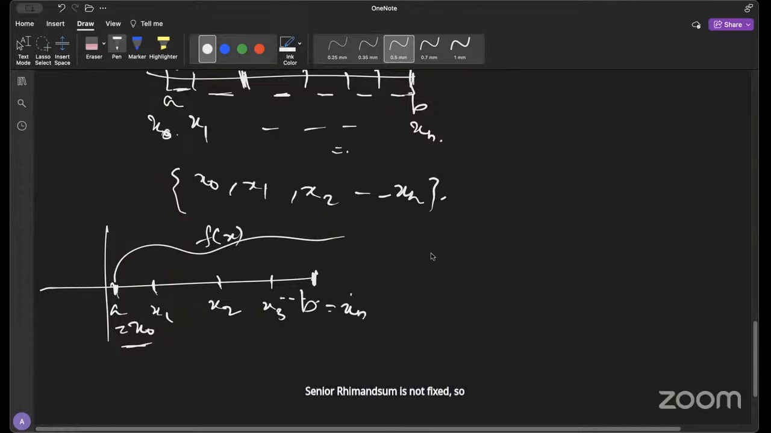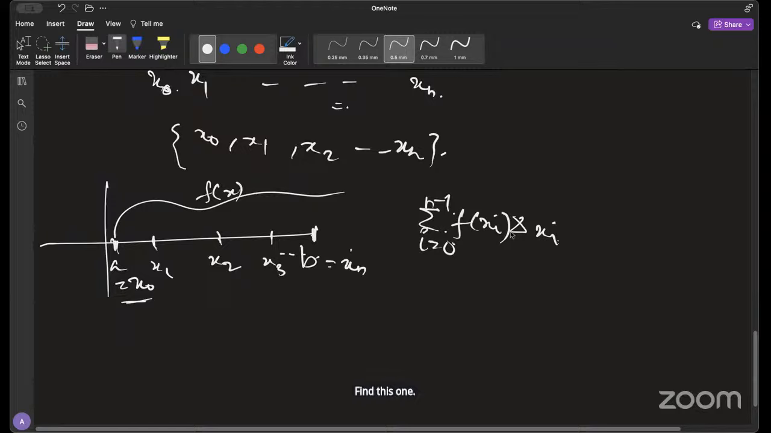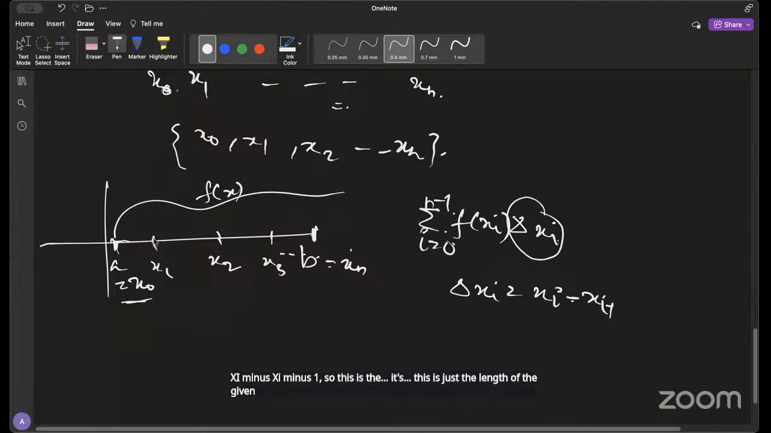So the Riemann sum, if we define it mathematically, it's the sum of f(xi) times delta xi, where i varies from 0 to n minus 1. This is it. Where your delta xi is xi minus xi minus 1. So this is just the length of the given interval.